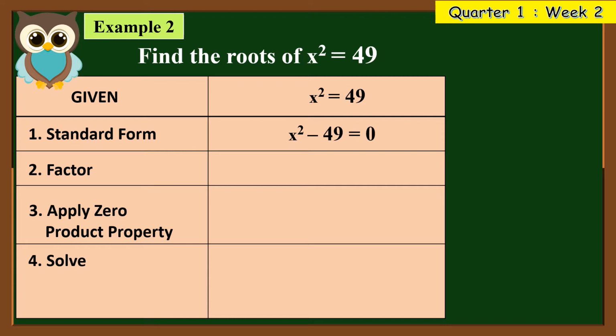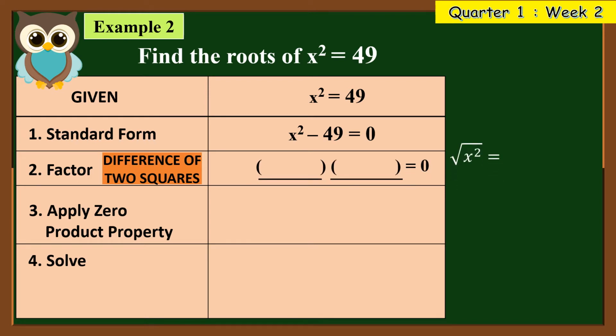Then we can proceed to the next step, wherein we factor it out. As you can see, the first and second terms of our quadratic equation are what we call perfect squares. So the factoring technique that we are going to apply here is the difference of two squares. To do this, we simply get the square root of our first term. The square root of x squared is x. That will be the first term of the factors. And we also get the square root of our second term, 49. The square root of 49 is 7. That will be the second term of our binomial.